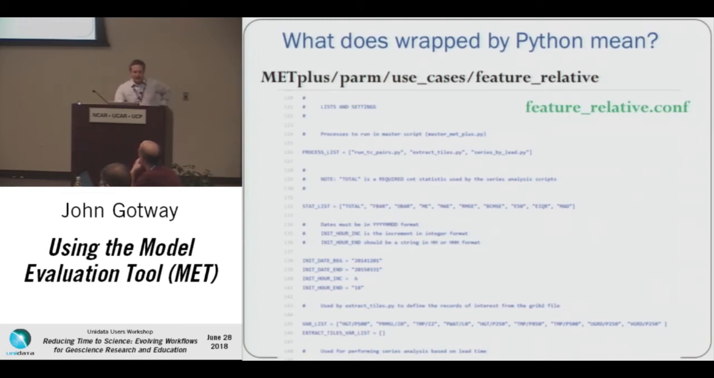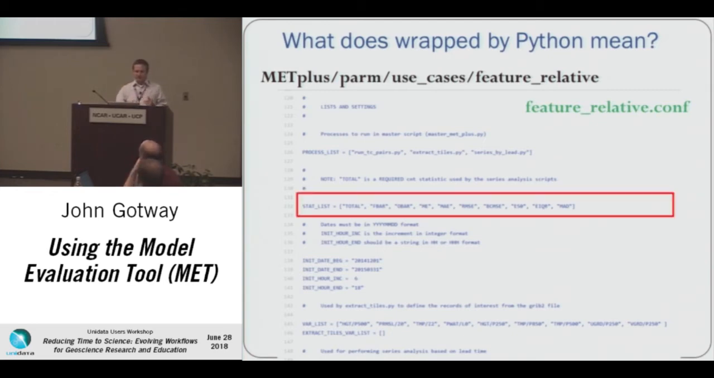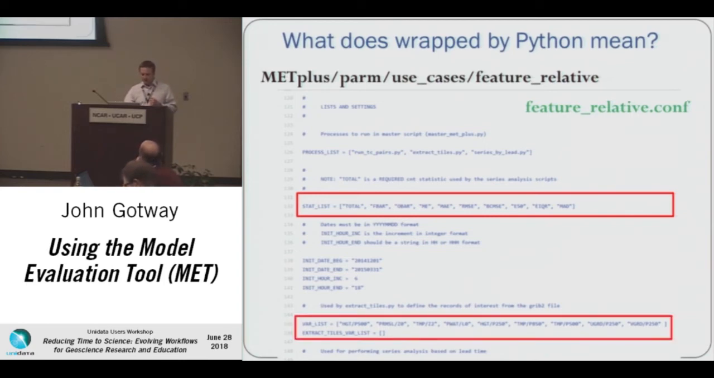So what does wrap by Python mean? This is an example of a parameter file for METplus, for our feature relative use case, where we work with folks from Stony Brook University to identify features of interest and basically extract tiles of forecast and analysis data centered on the feature of interest, and then stack them up through time and use the series analysis tool. So here we are listing the statistics for which we want to run series analysis. We are listing the variables that we want to analyze, and we're listing some time information.